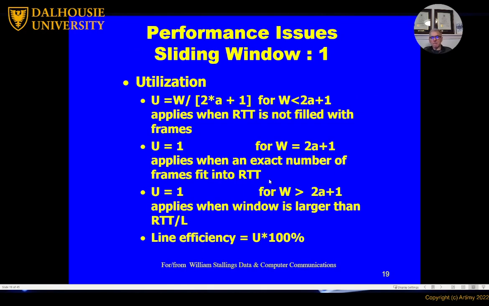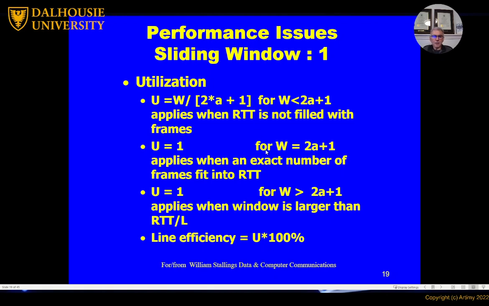So in other words, if we have a T propagation much larger than the TF, we need to have a large window size. The larger the window size, the better the utilization. Right? The larger this number here at the top, the better the utilization. If this number is small, and in the worst case scenario is just 1, right, the utilization will be small. So we need to keep W as big as possible.